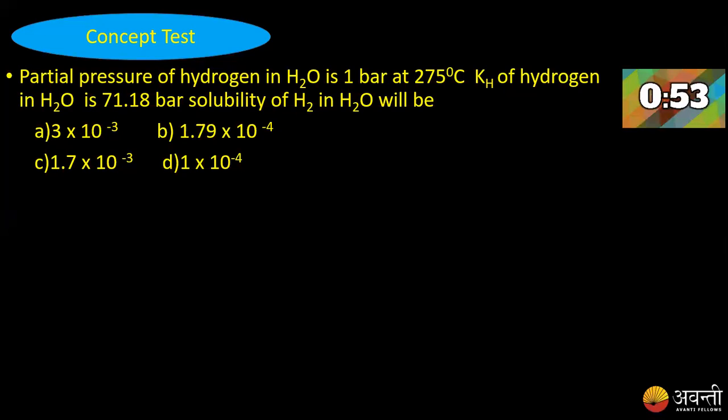The partial pressure of hydrogen in water is 1 bar at 275 degrees Celsius. If the KH of hydrogen in water is 71.18 bar, then the solubility of hydrogen in water will be. As the poll is also running now, quickly respond to the poll.